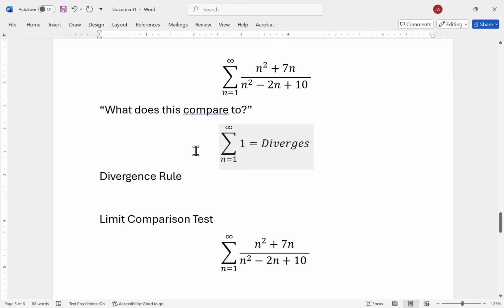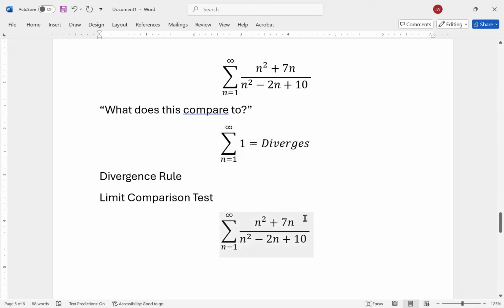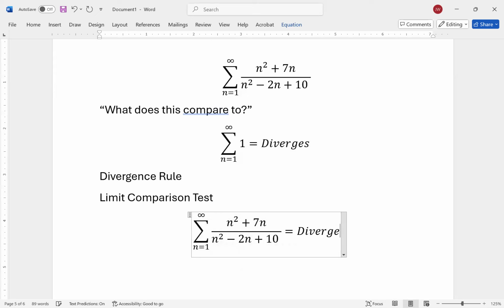Now, I know that this infinite series is going to behave like this infinite series. So by the limit comparison test, the infinite series that I was given also has to diverge.